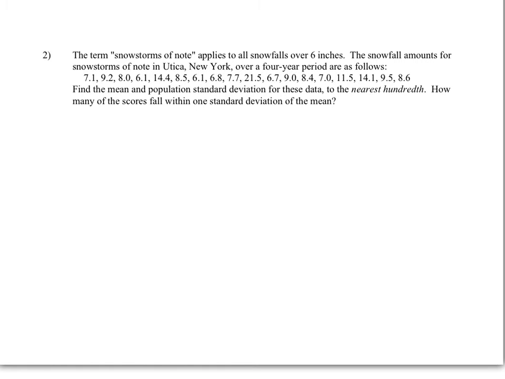I'm asked to find the mean and the population standard deviation first. So this is going to be different from the first question. Instead of looking for S sub x, I'm going to be looking for sigma x. What I found for my x bar, my mean, I found that to be 9.4556.